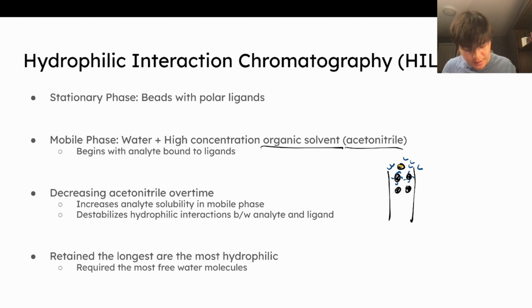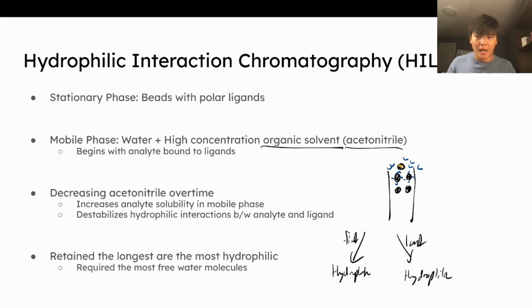So what leaves first? Hydrophobic. What leaves last? Hydrophilic. That should make sense. Usually we see hydrophobic interaction chromatography used a bit more, but we still see uses for hydrophilic interaction chromatography as well. So they're basically mirror images of each other. In my opinion, hydrophobic interaction chromatography makes a bit more sense, but this one also makes sense.